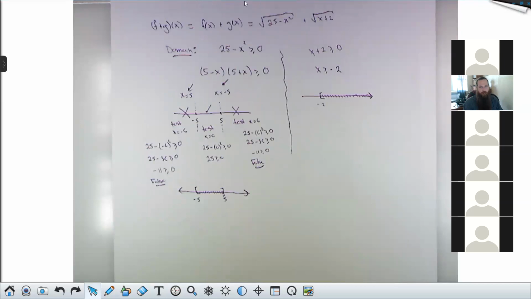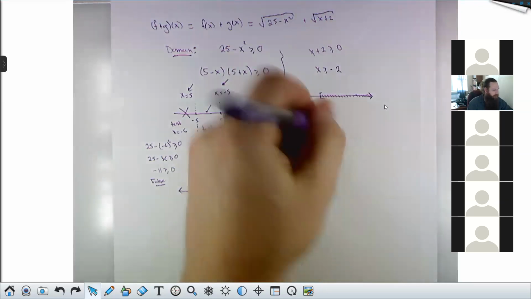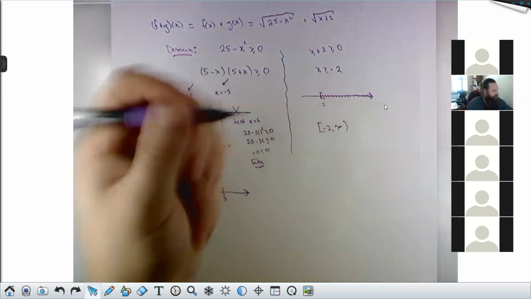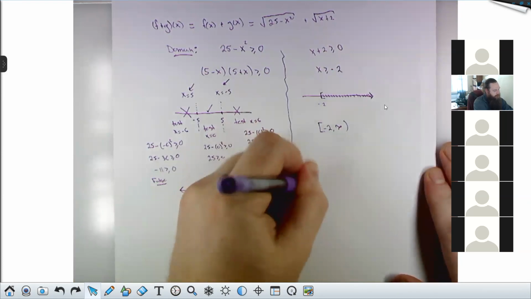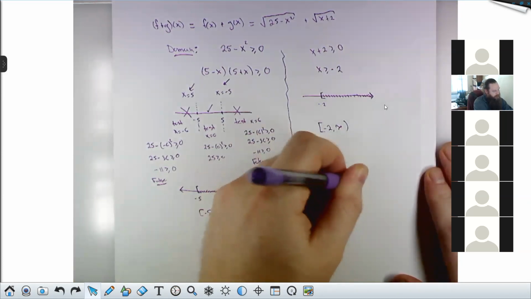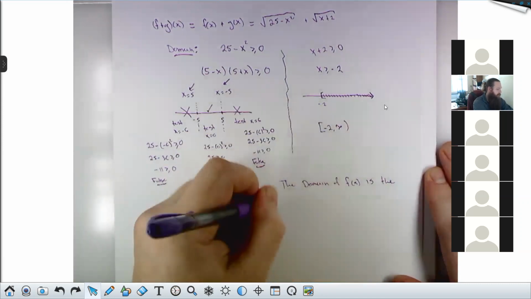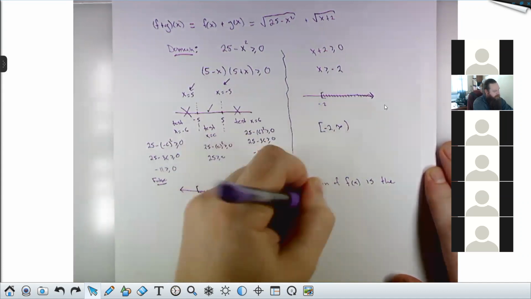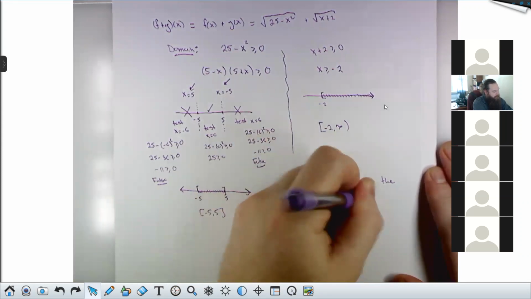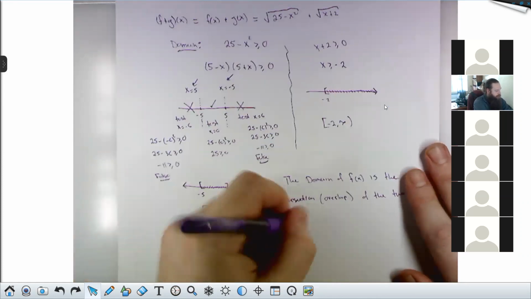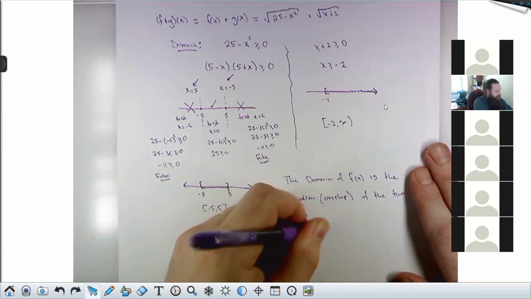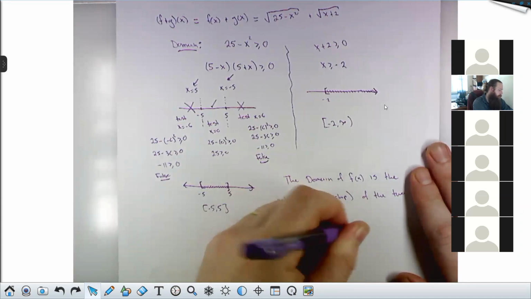I want the domain of my whole function. And my whole function is these two things added up. So I need to have this guy's domain satisfied and this guy's domain satisfied. So what I'm looking for is the overlap between this set, which is -2 to infinity, and this set, which is -5 to 5. So the domain of f is what's called the intersection, another word for that is the overlap of the two intervals. That overlap, if you wanted to write it in interval notation, would be -5 to 5 intersected with -2 to infinity.